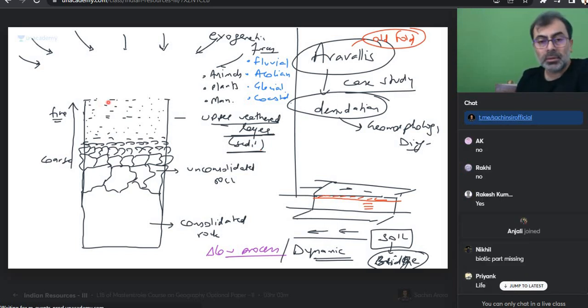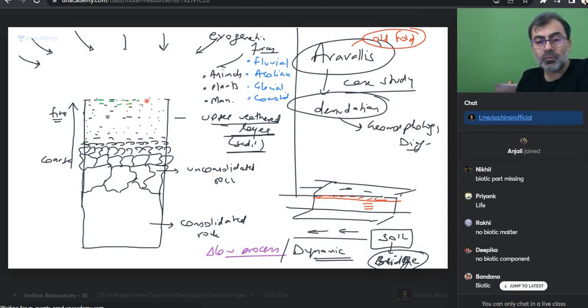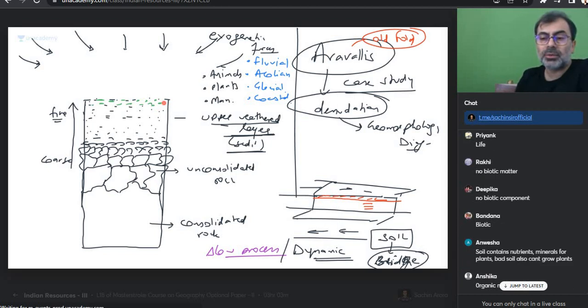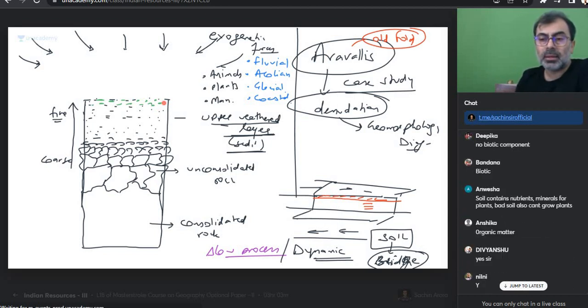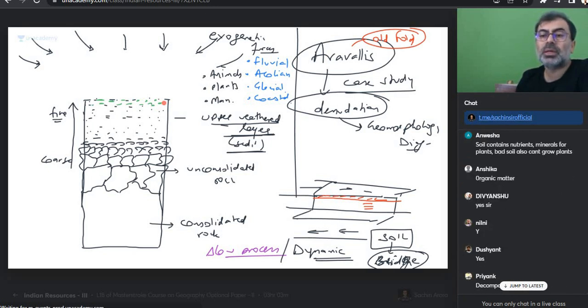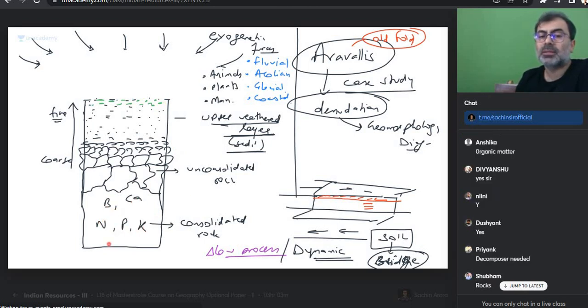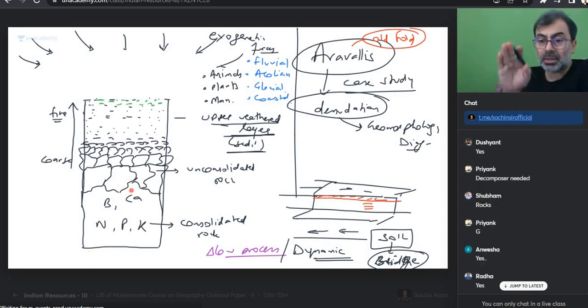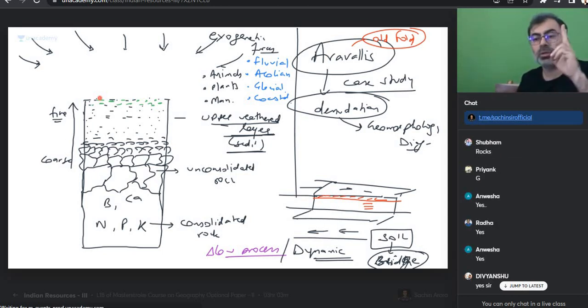For that, what is needed? Some biotic material is needed. Very, very little biotic component will be needed. Is everyone okay? Soil contains nutrients, minerals for plants. Bad soil also can't grow plants. Anvesha, what is nutrient and mineral? Tell me. So rocks have N, P, K, boron, calcium. This is there. I'm saying rocks can give you nutrients, but that is not soil. Soil is not soil until and unless it has a very important thing. Even 0.05% biota should be there. Is everyone clear that soil is not mud, soil is not dirt?